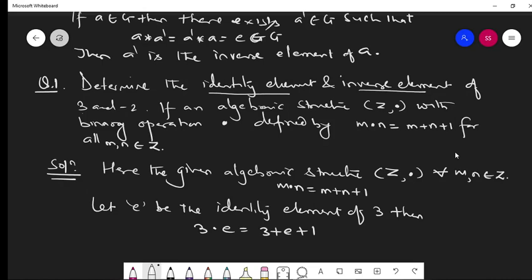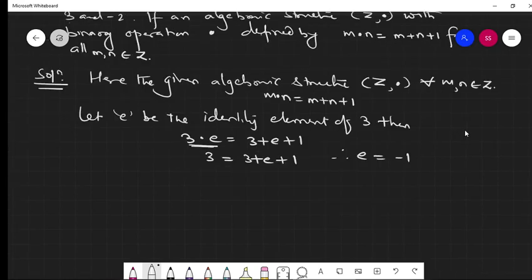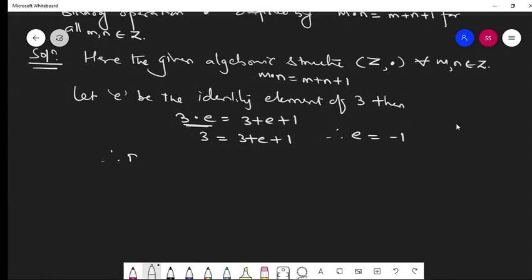E being the identity element, we know from the existence of identity element that a asterisk E equals E asterisk a equals a. Here instead of asterisk we use dot, so 3 dot E is 3. So the result is 3 equals 3 plus E plus 1, so 3 cancels and E equals minus 1. Therefore the identity element of 3 is minus 1. First part is completed.